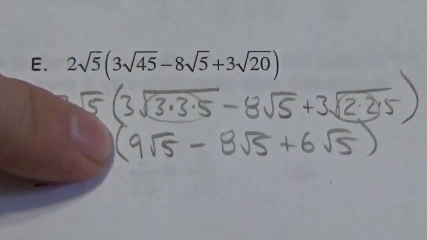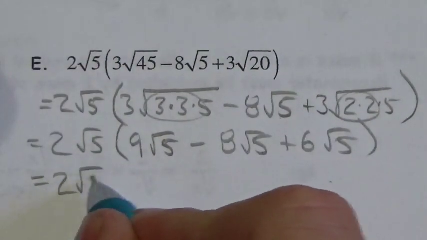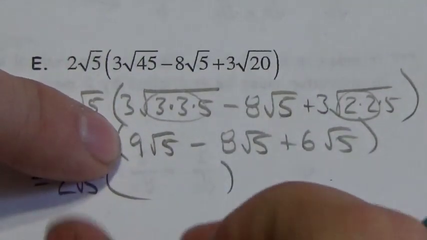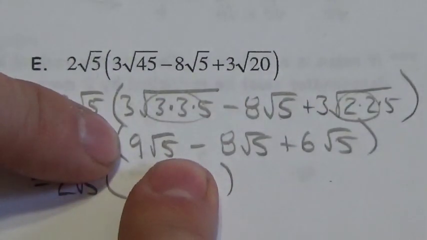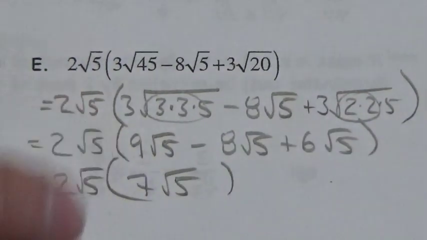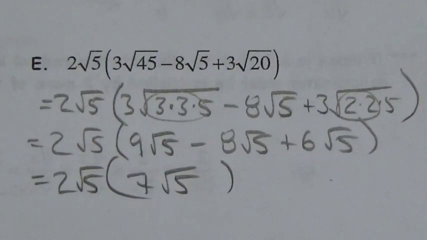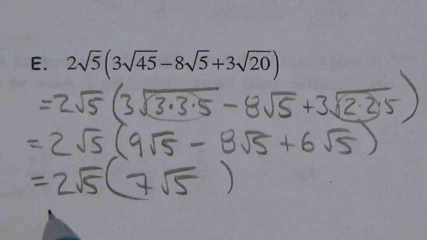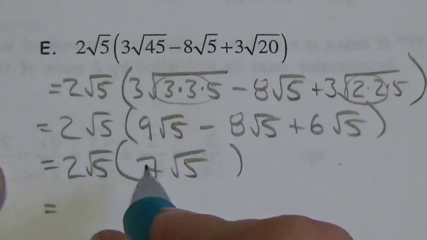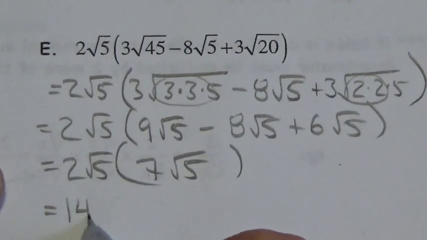I've got 9 root 5's here, and I'm going to subtract 8 root 5's, and then I'm going to add 6 root 5's. I don't need to know what root 5 is to know that if I've got 9 of them and I take away 8, that leaves me with 1 root 5. And if I add 6 more root 5's, that's going to leave me with 7 root 5's overall, regardless of what root 5 is. And now when I multiply those together, I'm going to multiply the coefficients. 2 times 7 is going to be 14.